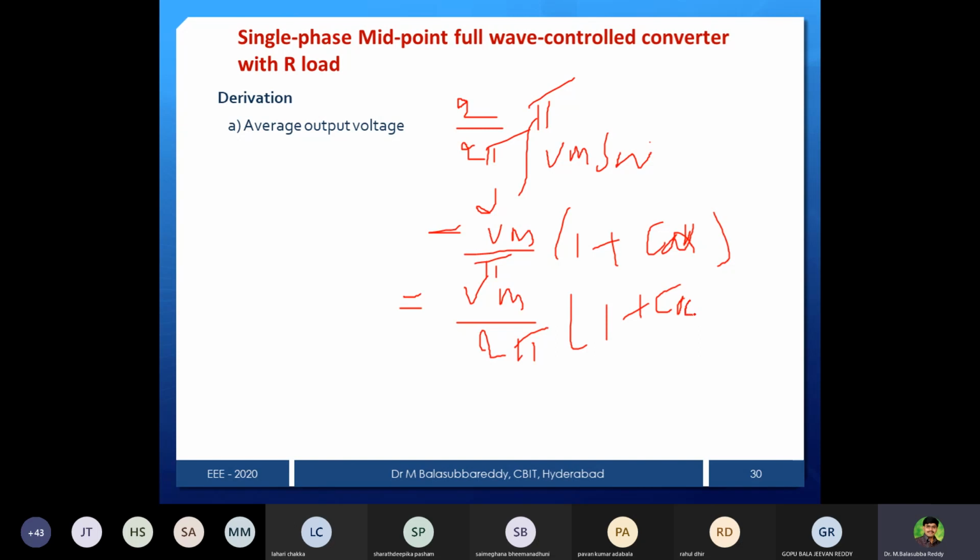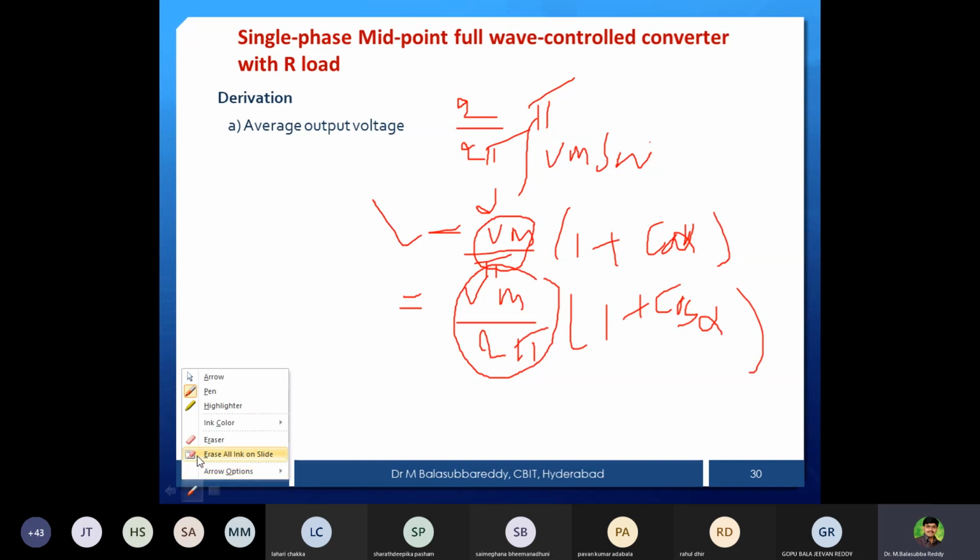So that is the difference between half wave and full wave. This one is Vm by pi into 1 plus cos alpha. The half wave one is Vm by 2 pi into 1 plus cos alpha. So we are dividing by 2. That means it is halved in the half wave, and the full wave will be double this. So this is the expression for average output voltage.